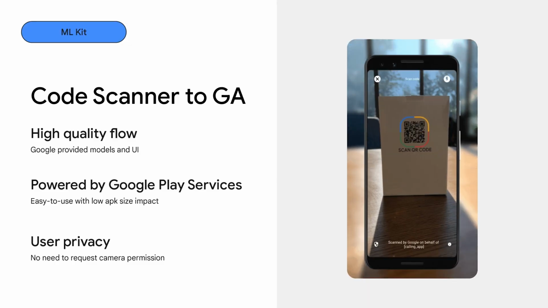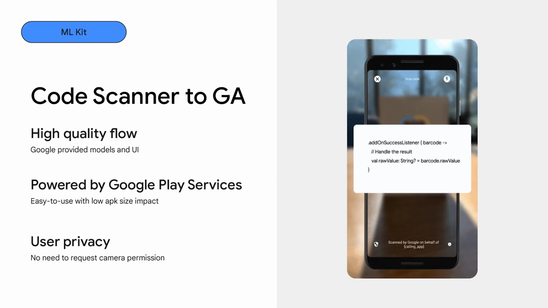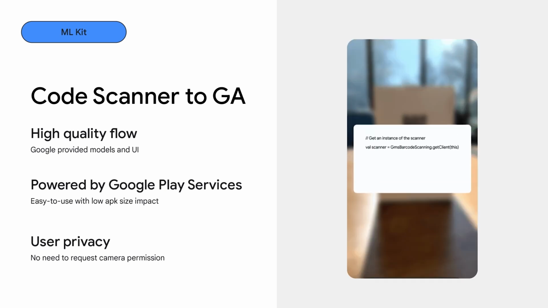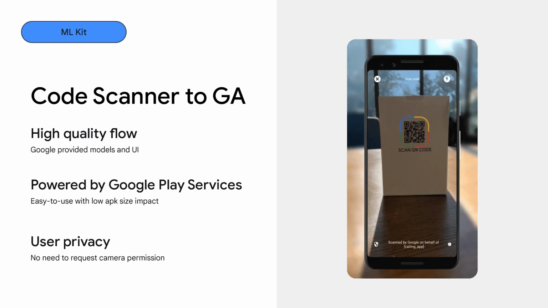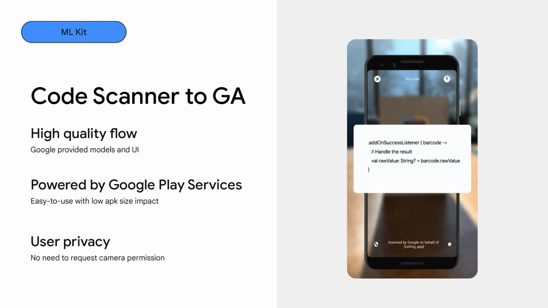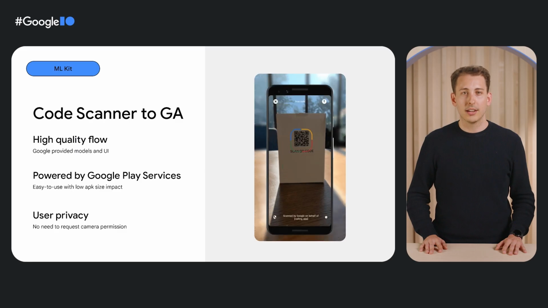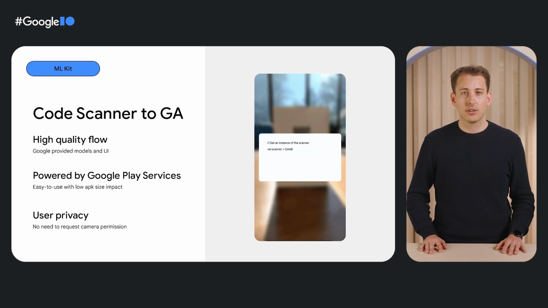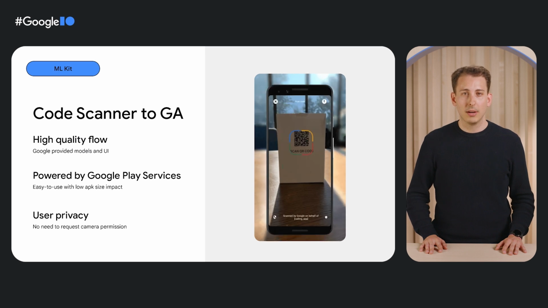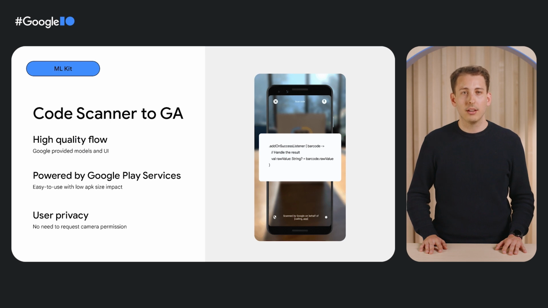For barcode, we did not only improve the performance of our model by 17%, but we also added a new option for you to use a UI flow provided by Google, instead of you having to build your own. This is Google Code Scanner, and we just moved it from beta to GA. With Google Code Scanner, you get access to a high-quality flow powered by Google Barcode Model and a provided UI that is consistent across the ecosystem. This flow is delivered via Google Play services, which has low APK size impact and you can use with only a few lines of code.